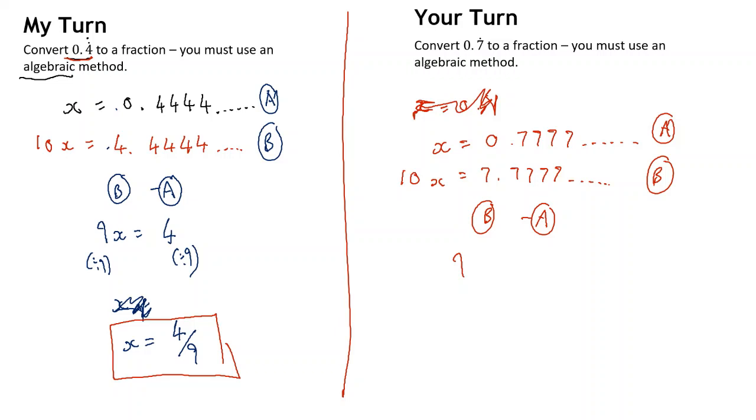10x take away x is 9x. 7.777 take away 0.7 is just 7. And to find x, then we're going to divide by 9, leaving us with x equals 7 over 9. If you've got that by yourself, that is fantastic, Year 10.